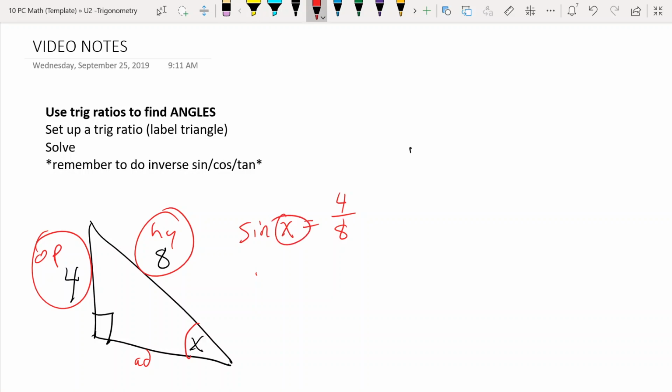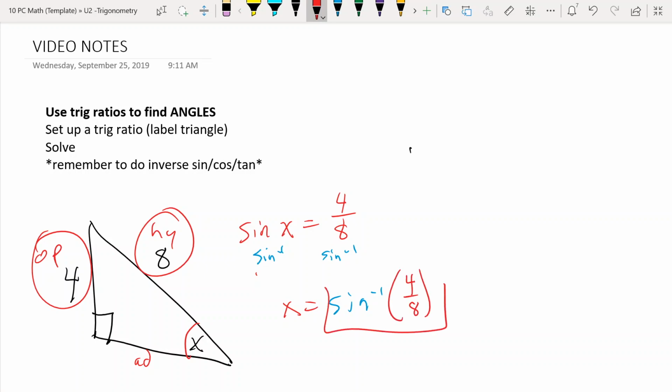So I want x to be by itself, so I want it to be x equals. We talked about it before. If we want to get rid of sine, we have to do the inverse. So the inverse is sine inverse, and we're going to do it to the other side too. So it's going to become inverse sine of 4 over 8. Most good calculators, you can just type this in, inverse sine, bracket 4 divided by 8. Do that and it'll give you the answer.